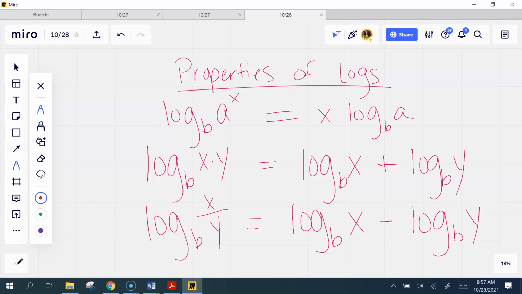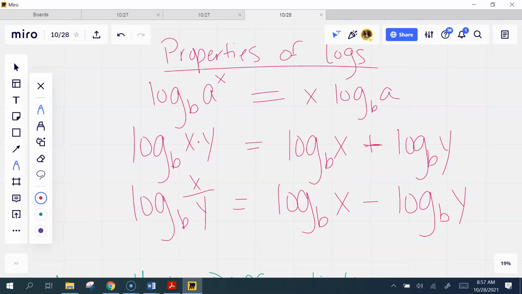All right. There are your log properties you asked me to review. We will be referencing them as we go through things. Now, here's logarithmic differentiation. It's not that you have to ever do logarithmic differentiation. It's that if you know this little trick, it will make differentiation easier for you as you go through.